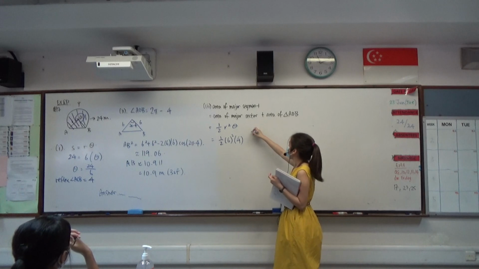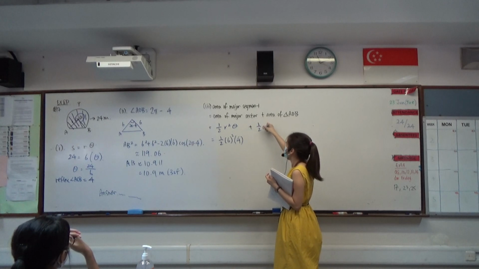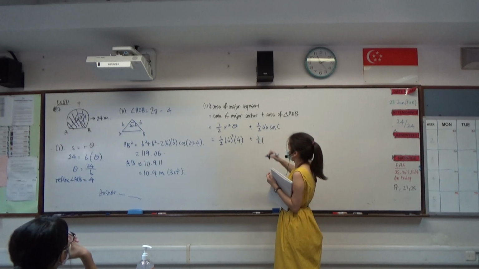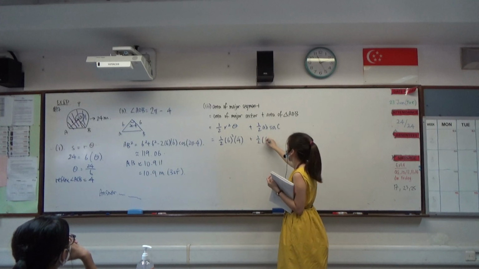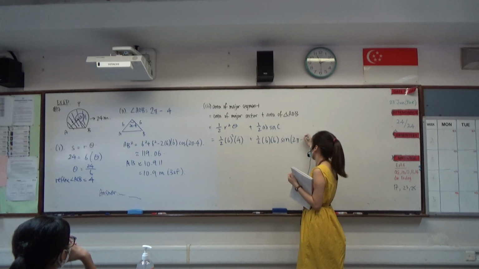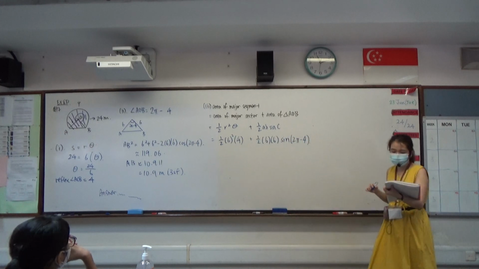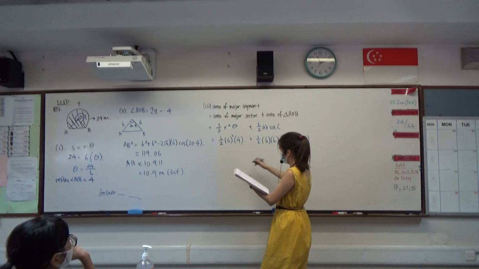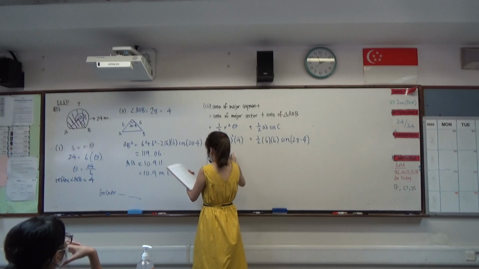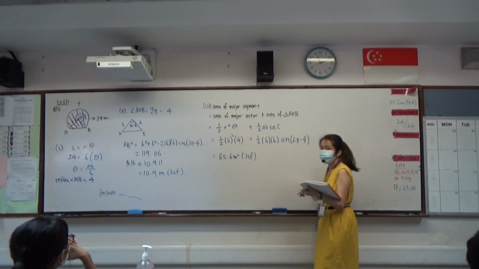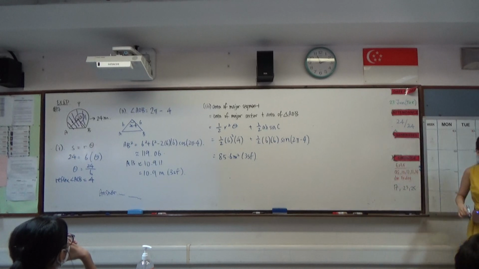And for the area of the triangle, we will use half ab sine C. So a and b will be 6 and 6, and sine of 2 pi minus 4. Once again, make sure the calculator is in radian mode. And then we get 85.6 meters squared to 3 SF. Any questions?